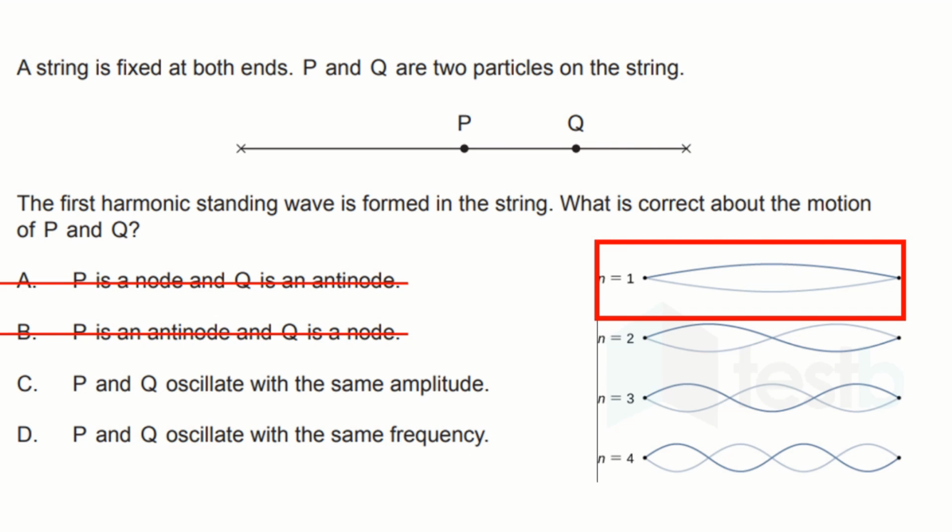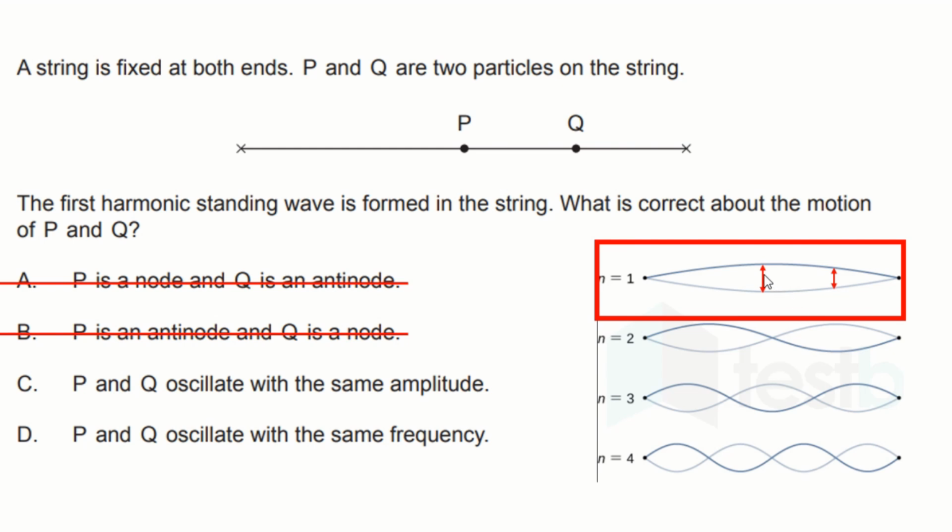Now, if we look further at those answers, we can see that if P is an antinode, it has maximum amplitude of oscillation. If we move from P to Q, we're going to approach zero amplitude. So it is fair to say that Q's amplitude of oscillation is going to be less than P's, and therefore they do not have the same amplitude. And you can see this on the arrows on the screen.